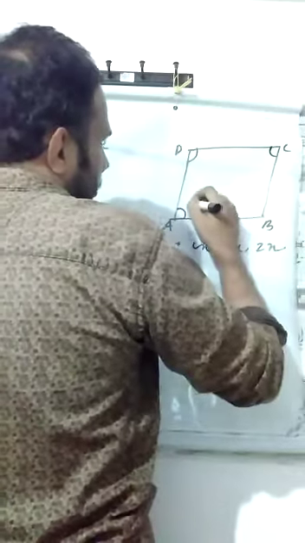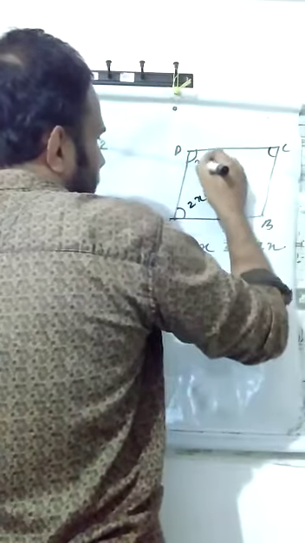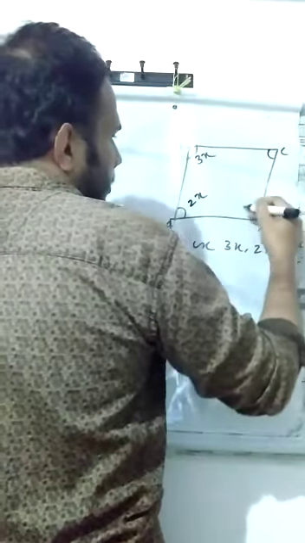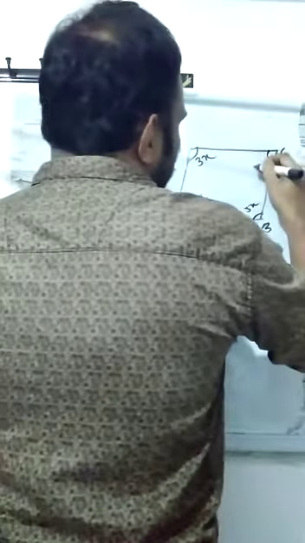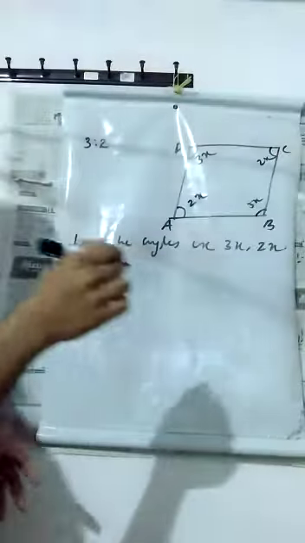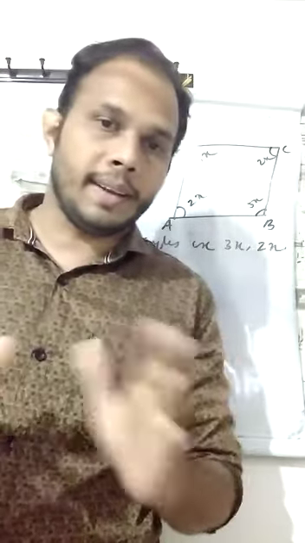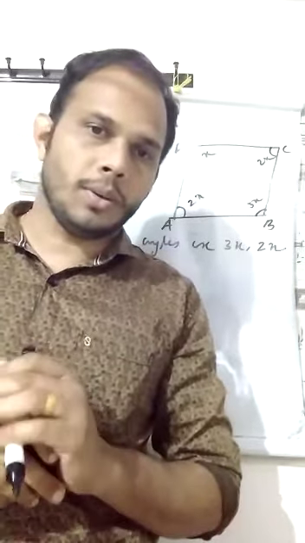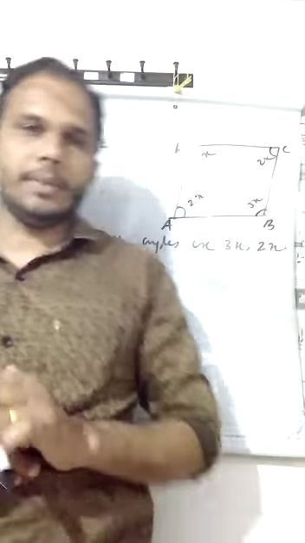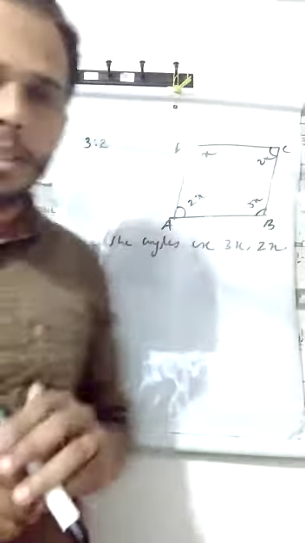Here the opposite angles are equal. Suppose this is 2x and this is 3x, then the opposite angles are 3x and 2x. We need to find all the angles, and it is very easy to calculate them.